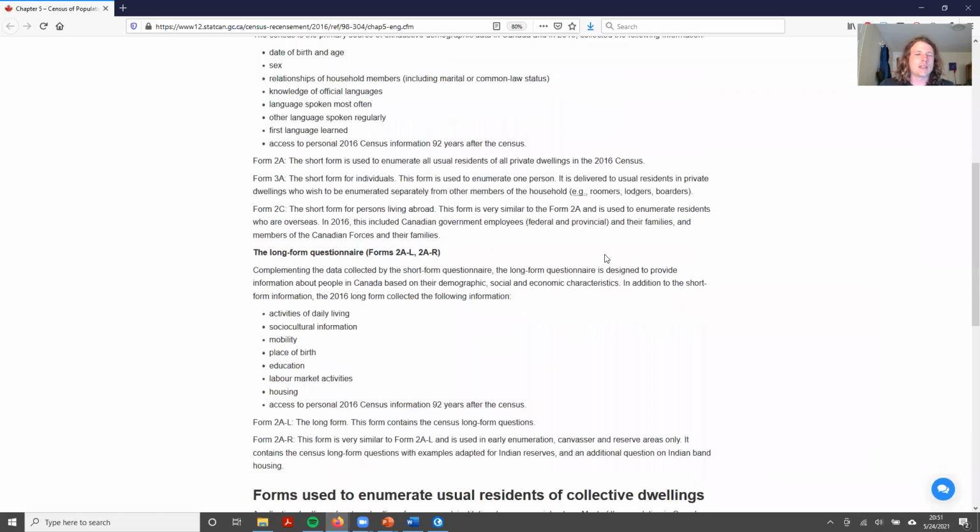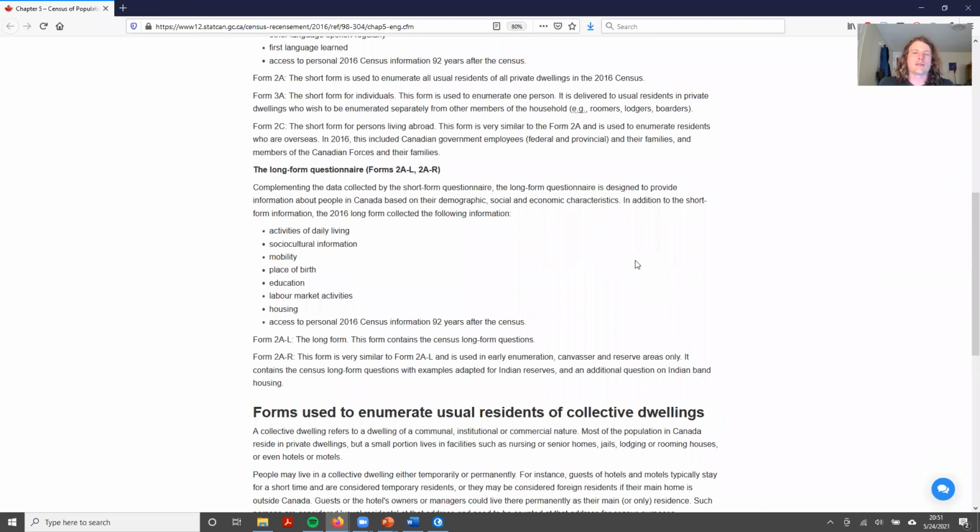And then in the long form, again, they have a lot more questions. It's much more detailed. It's designed to provide more information about people based on demographics, socio and economic characteristics. So they ask about activities in daily living, like what's your primary mode of commute, socio-cultural information, mobility, place of birth, education, labor market and education status, housing. And so the long form is used to extrapolate and estimate these patterns for the full population.